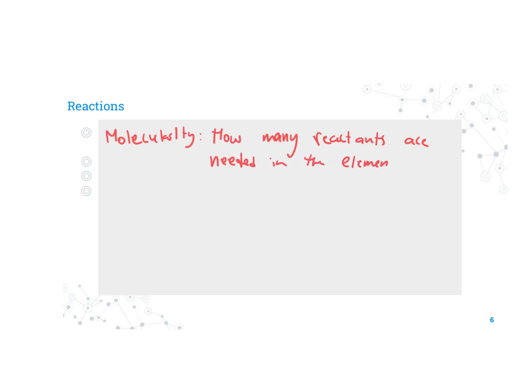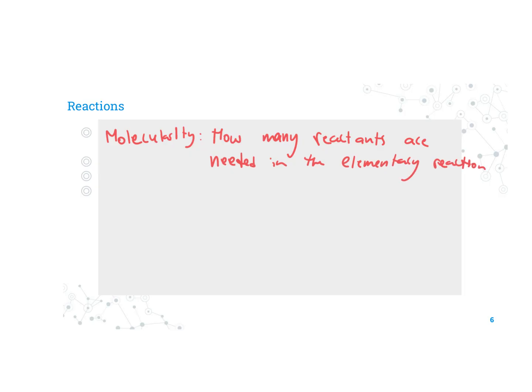Now, another term that we typically use to describe a reaction is known as its molecularity, which is basically how many reactants are needed in the elementary step, or the elementary reaction.